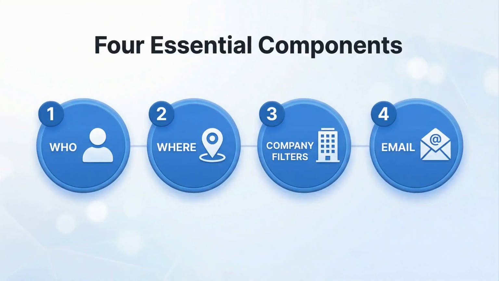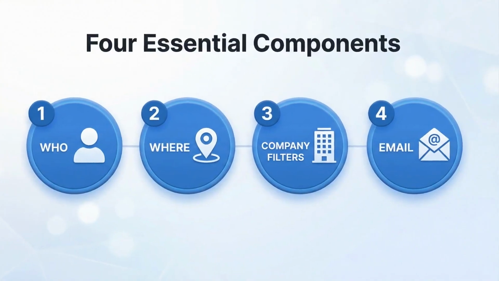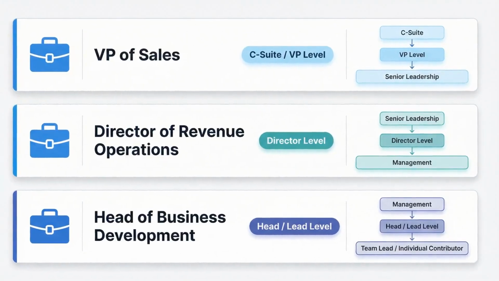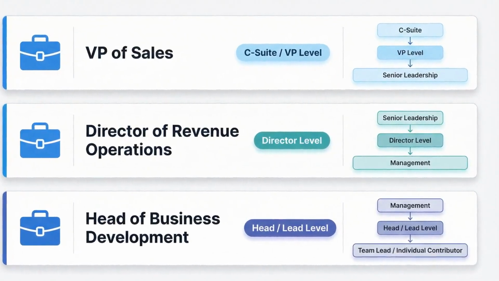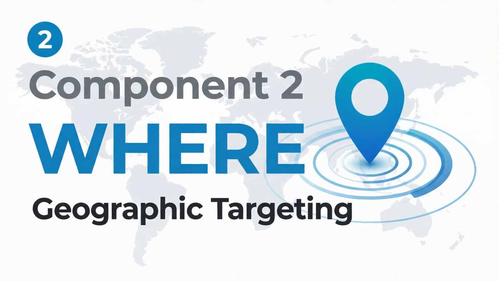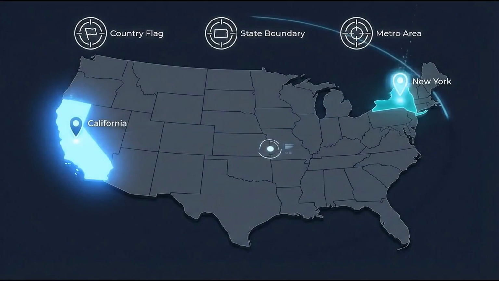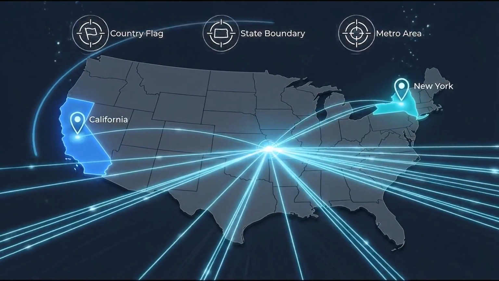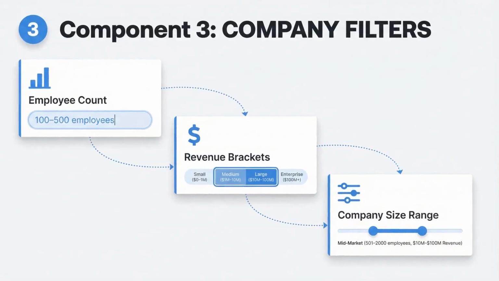Execution chat view. When making your request, include 4 essential components. First, who you want to reach. Specify job titles and seniority like VP of Sales, Director of Revenue Operations, or Head of Business Development. Second, where your prospects are located. You can target by country, state, or even specific metro areas like California and New York.